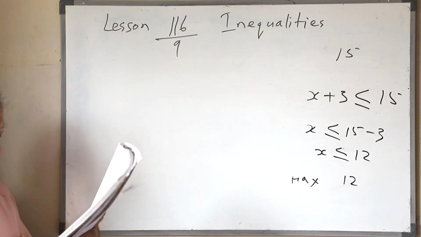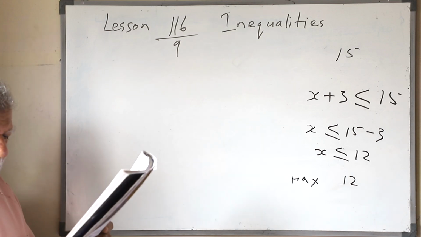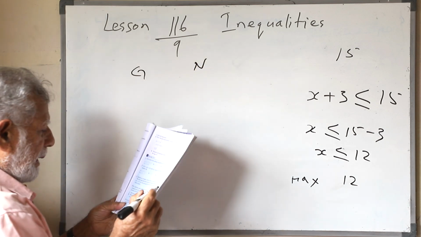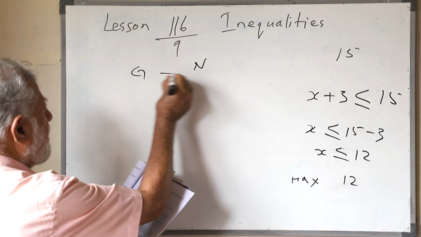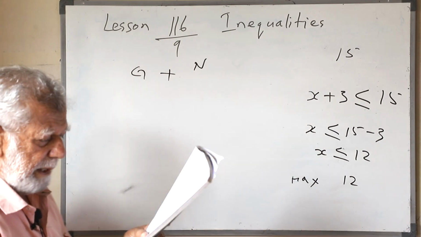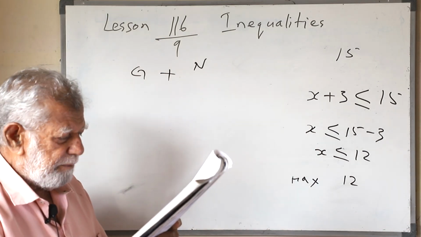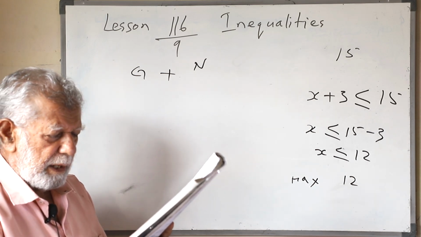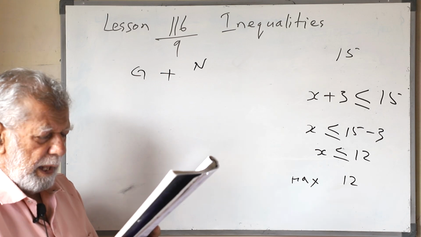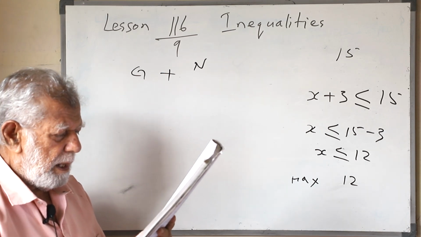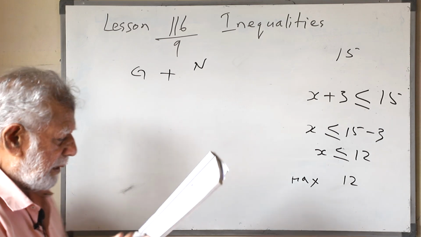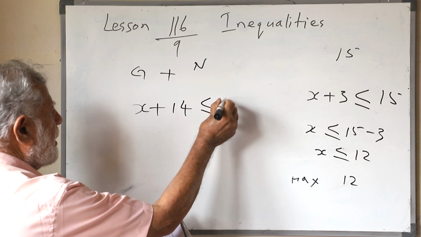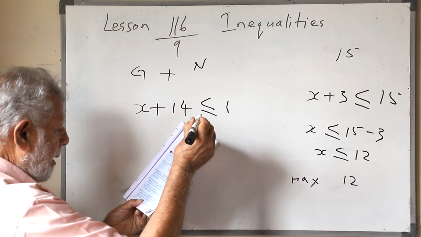The sum of the ages of Gitmi and Nesmi does not exceed 30. Gitmi is 14 years old. If Nesmi's age is x, this information can be represented by the inequality x plus 14 is less than or equal to 30. So the inequality will be x plus 14 is less than or equal to 30.